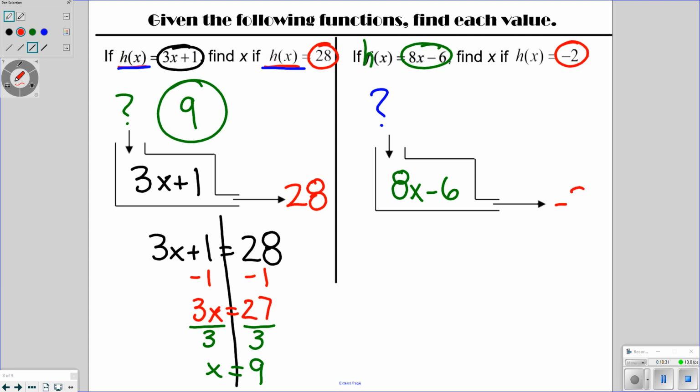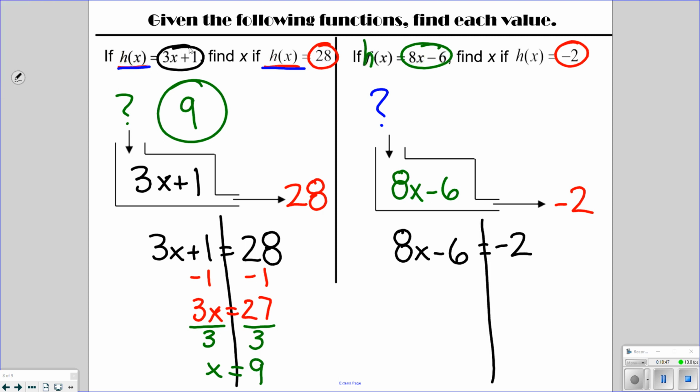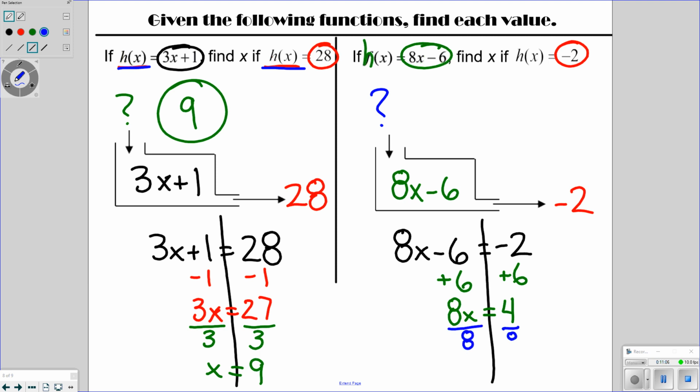Because they are both equal to h of x, I can set them equal to each other. So let's go ahead and do that. We say 8x minus 6 equals -2. What I do to one side, I have to do to the other. So I'm going to add 6 on both sides. So I get 8x equals 4. I'm going to divide both sides by 8. So I get x equals 1/2. So my input on this problem has to be 1/2.